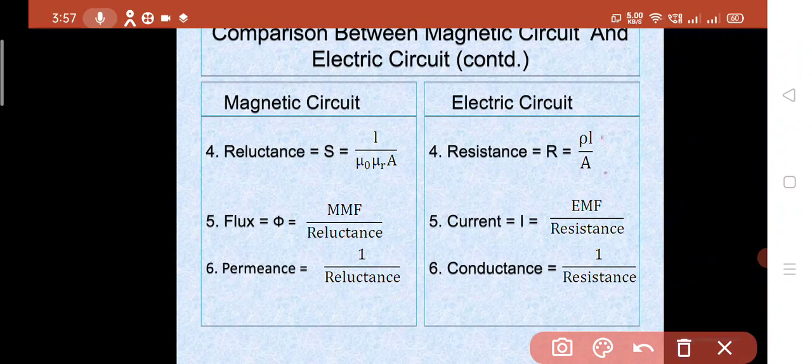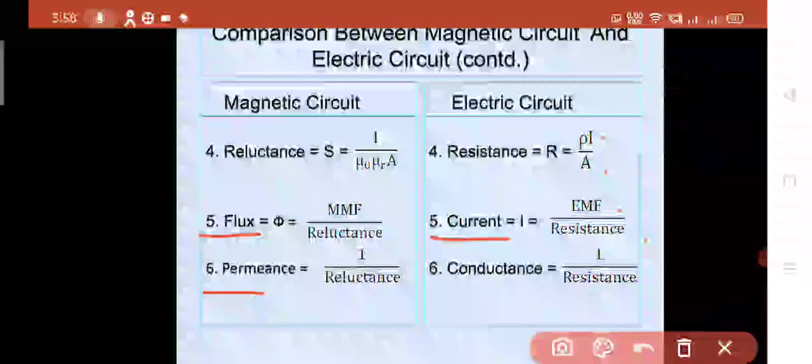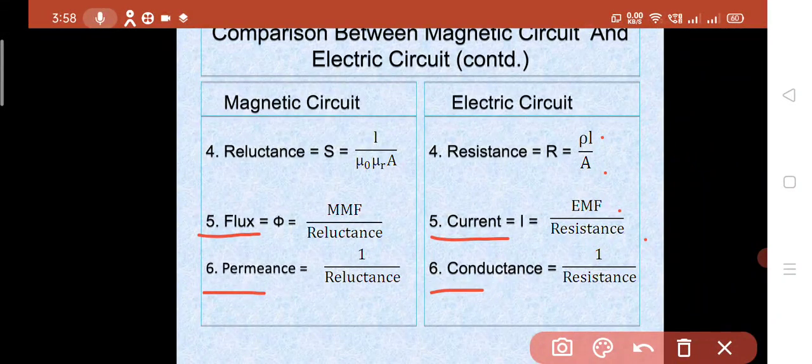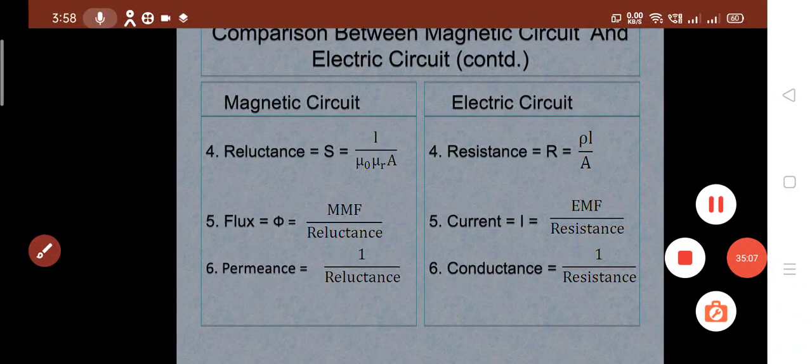Magnetic circuit, fifth point, flux phi is equal to MMF by reluctance. Electric circuit, fifth point, current I is equal to EMF by resistance. And sixth point, magnetic circuit: permeance, 1 by reluctance. Electric circuit: conductance, 1 by resistance.